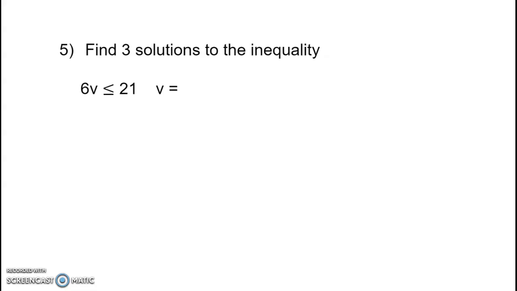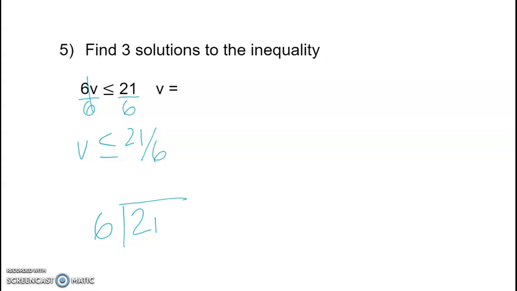We need to find 3 solutions to the inequality, so we need to solve the inequality. So I need to get the v, the variable, on its own. So I'm going to go ahead and use my inverse operations. If I need to get rid of the times 6, I'm going to go ahead and divide by 6. V is going to be less than or equal to 21 over 6. So I'm going to go ahead and divide that.